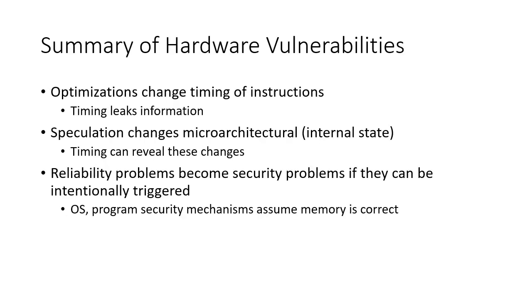Looking back over hardware vulnerabilities, there are a couple of things that we see. These are themes of where these vulnerabilities are coming from. One is that optimizations that make things run faster change the timing of instructions, and that timing is visible and we can use it to measure whether the optimization was used or not. So this gives us a way to read internal processor state by changing the timing. This is not part of the architectural specification. It's not supposed to matter, but it's a leakage channel from the processor to the outside world.